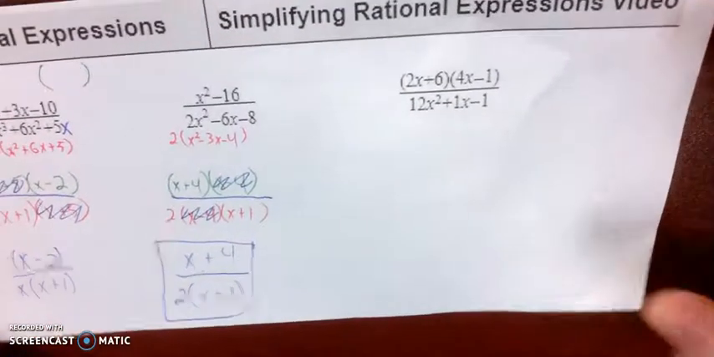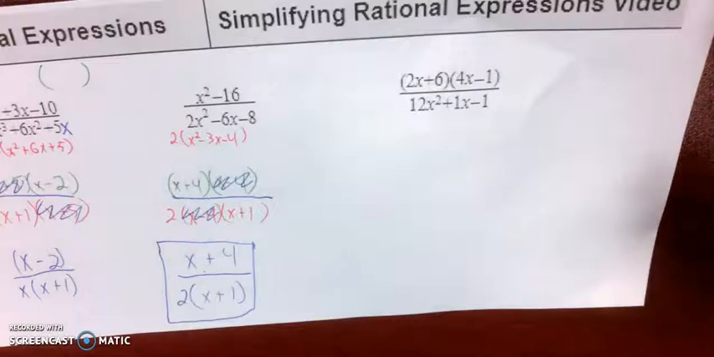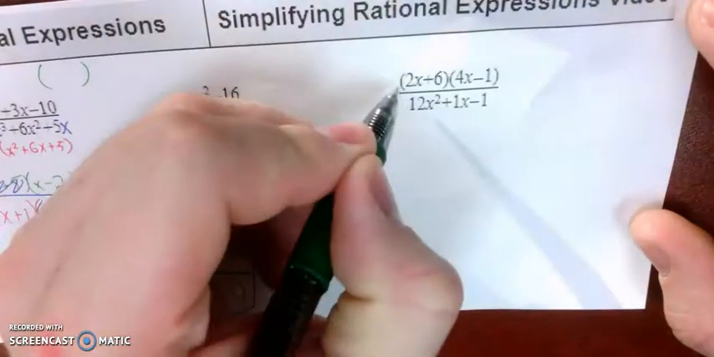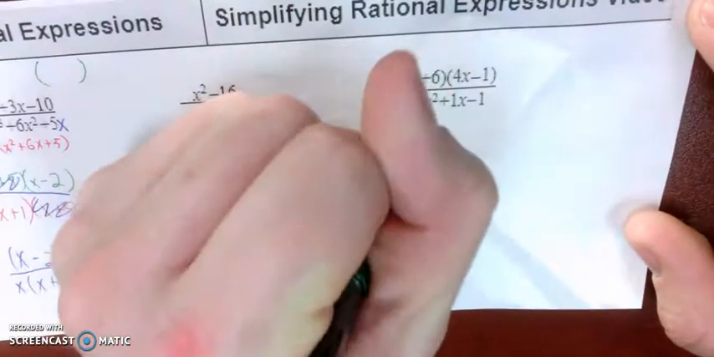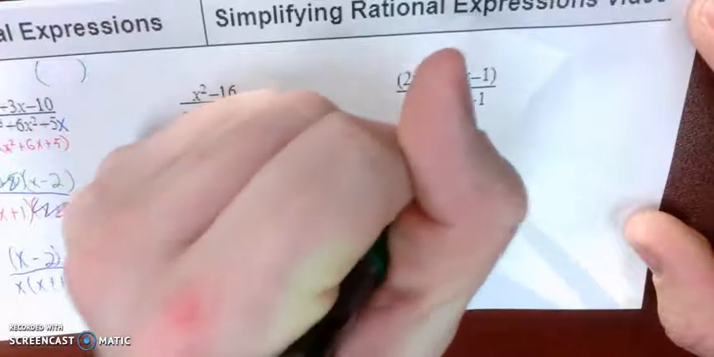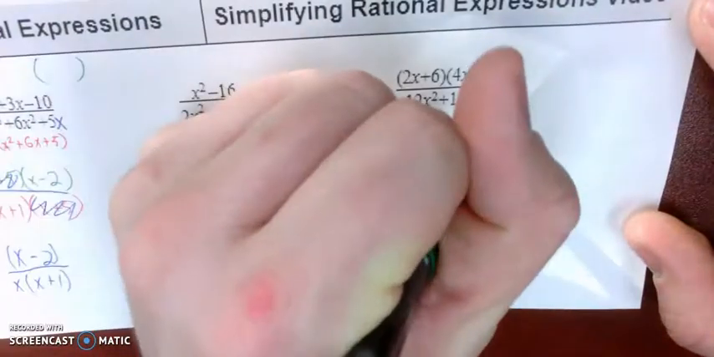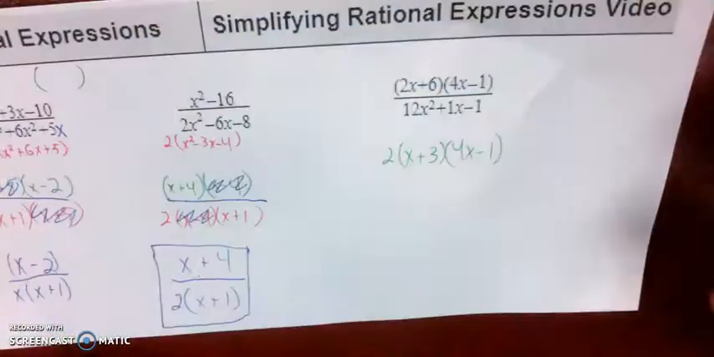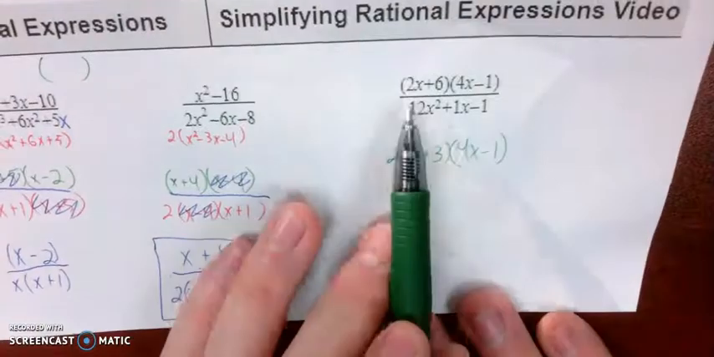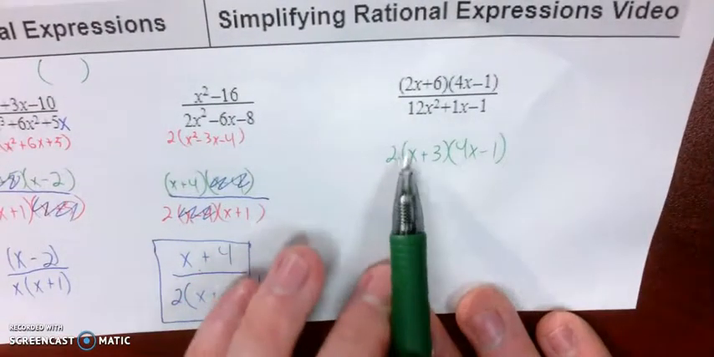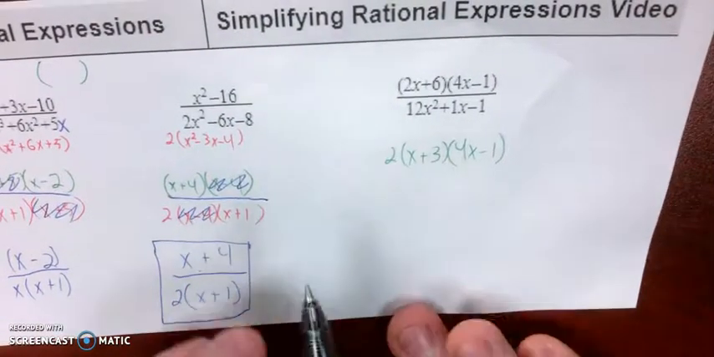The numerator here is almost factored, which is good. But I'm noticing we've got a little GCF up here. So I want to make sure that this is as factored as can possibly be. So I'm going to take out a 2 just from that first term. So 2x plus 6, GCF of 2, I'm left with x plus 3.